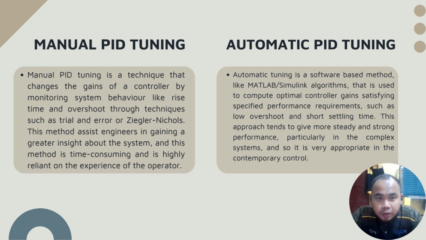For automatic PID tuning, automatic tuning is a software-based method like MATLAB or Simulink algorithms that is used to compute optimal controller gains, satisfying specified performance requirements such as low overshoot and short settling time. This approach tends to give more steady and strong performance, particularly in complex systems, and so it is very appropriate in contemporary control.